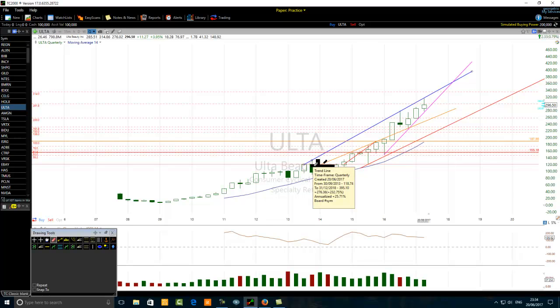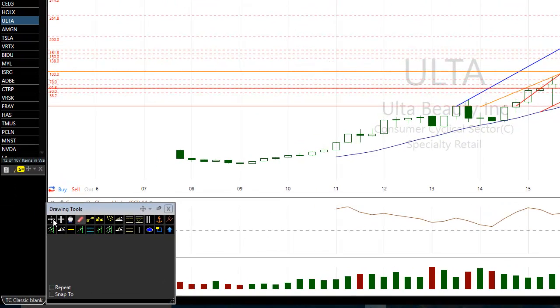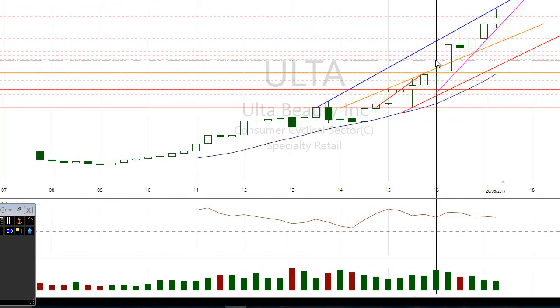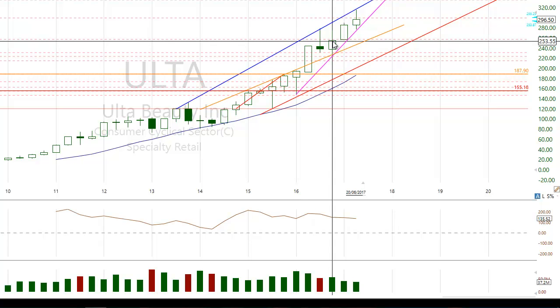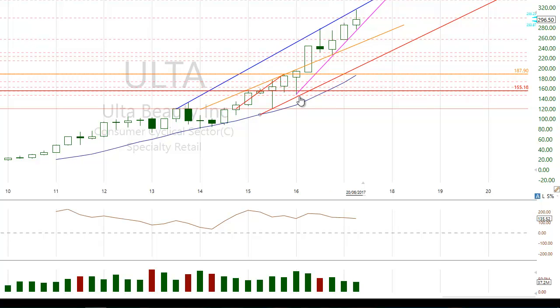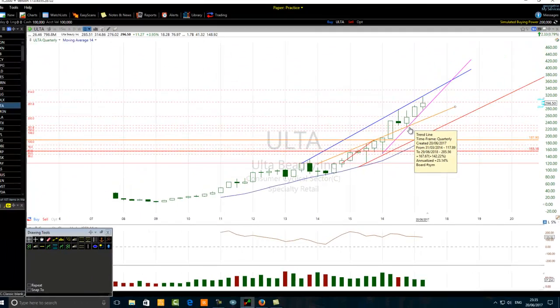You can connect a high to a high. Here again, I connect a high to a high. We have finished with the orange line. Let's pay attention to the pink one. So I'm connecting this time the low here to this low here. Let me tell you exactly, the low of March 2016 to the low of December 2016. With those two points, I have my pink line.